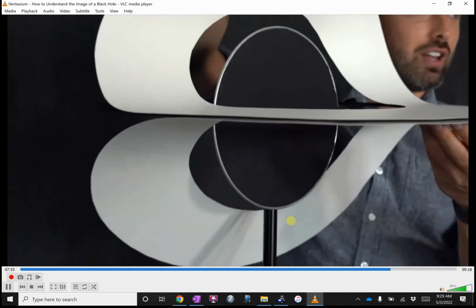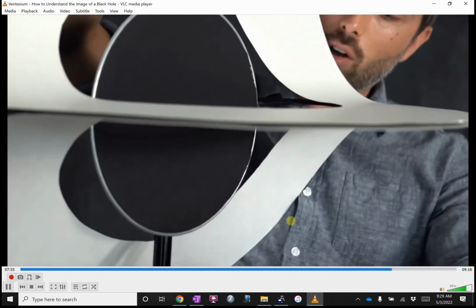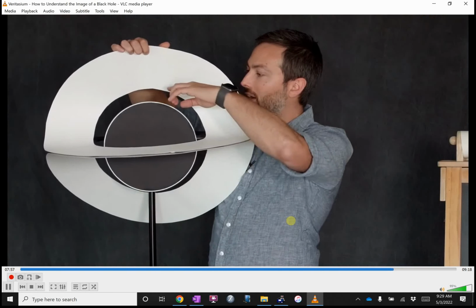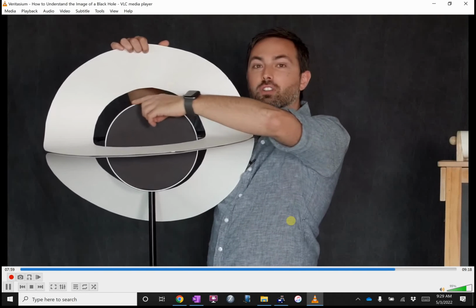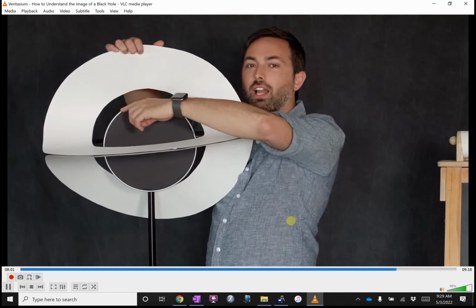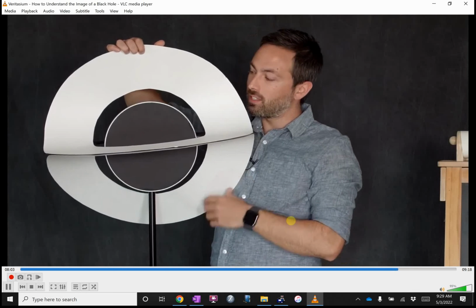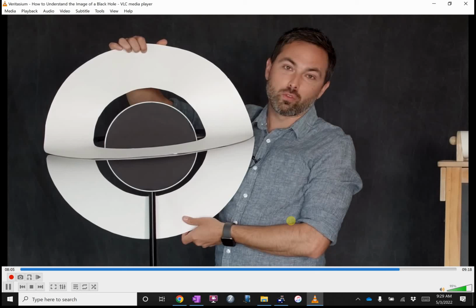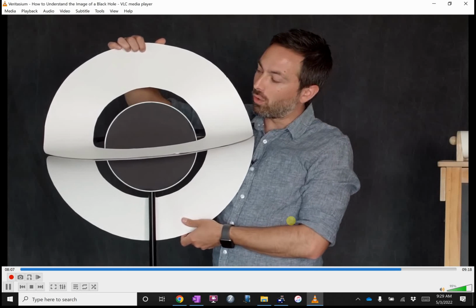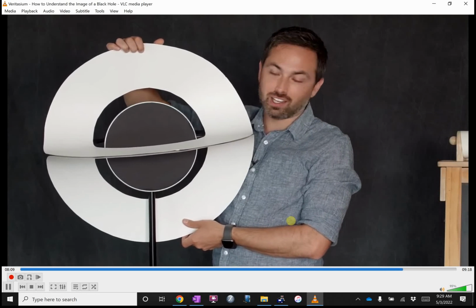Similarly, light from underneath the accretion disk in the front can go underneath and around the back and come out over the top, which is why we see this ring of light here. This is what we could see if we were very close to the black hole, something that looks truly spectacular.